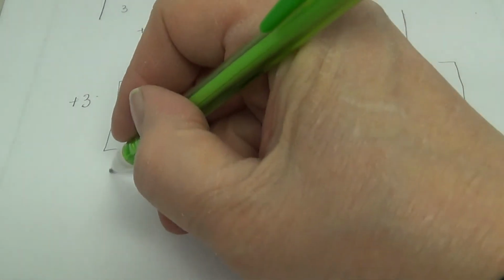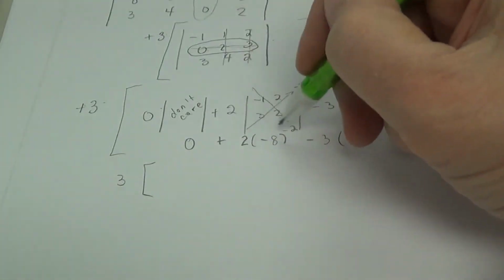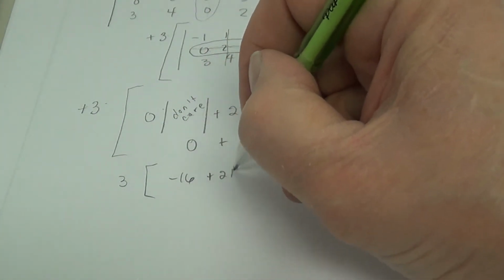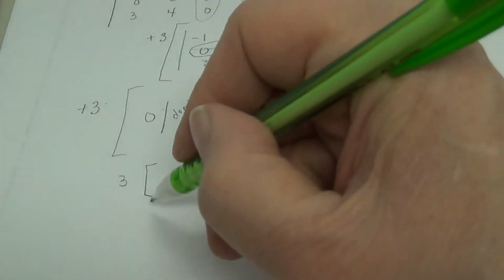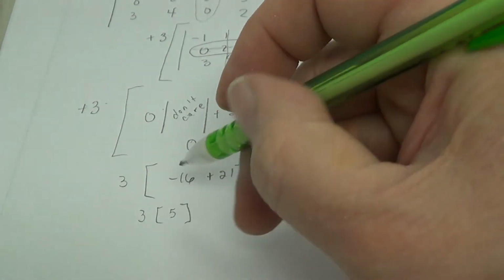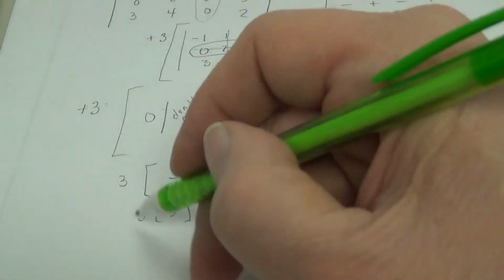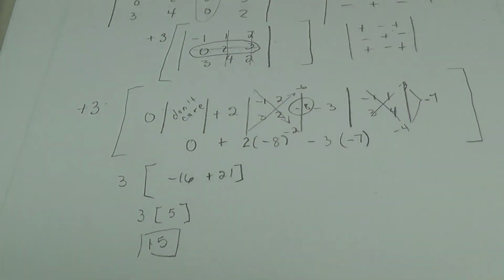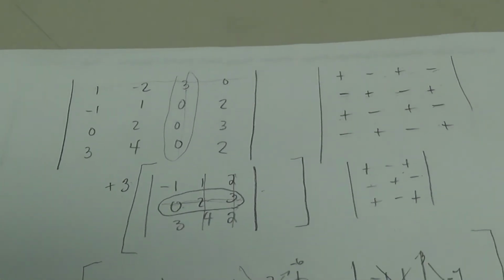Alright, so we have the big 3 up front, 0 minus 16 plus 21. And when I do that, negative 16 plus 21 gives me 5. And the 3 from the outside gives me 15. So that is the determinant of a 4x4 matrix.